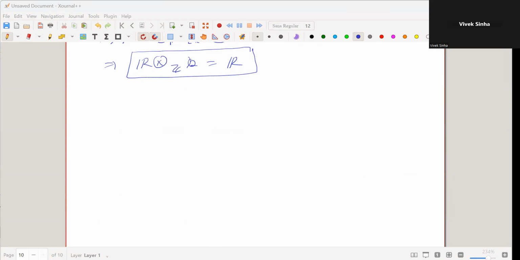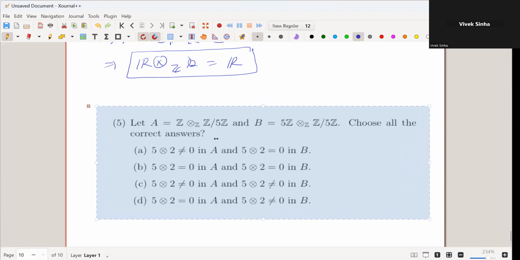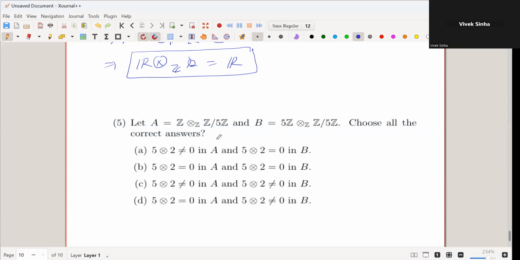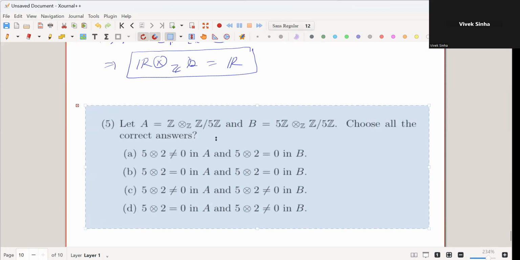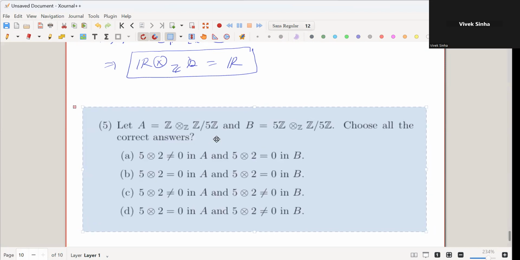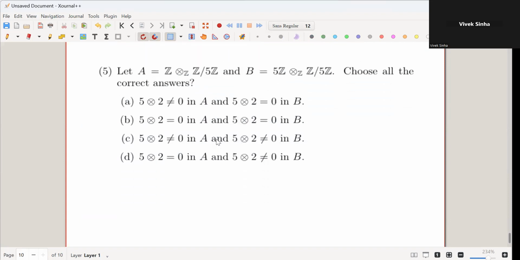So with that, I think we can move to the next question. Now I will try to wind up quickly because I have already defined a lot in the revision, and we have seen a number of examples. So it's just to see the idea rather than being more focused on the solution. So question 5 says A is Z tensor with Z modulo 5Z and B is 5Z tensor with Z modulo 5Z. Choose all the correct answers.